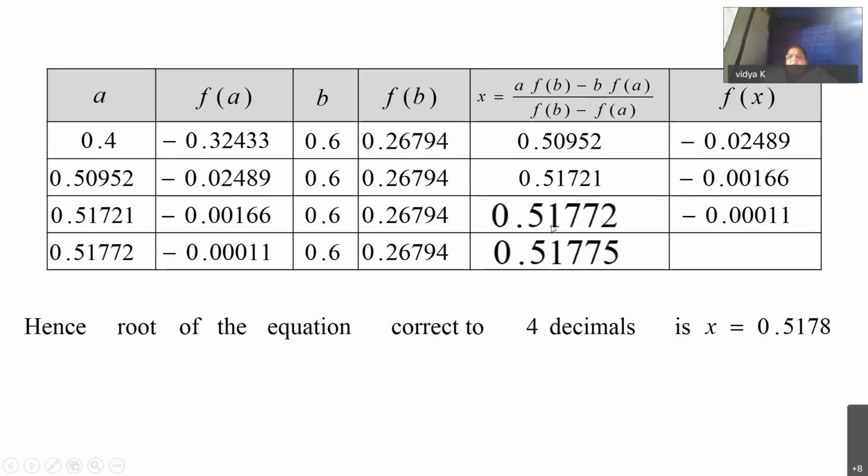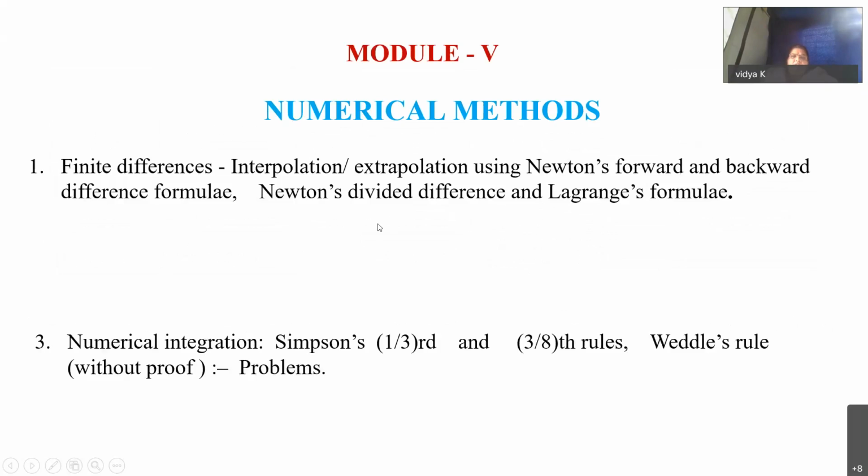Sometimes they may ask up to 3 decimal places, then you may stop at this stage itself, because 0.517 here also 0.517, you can stop in the third iteration. If it is 4 decimal places, this is not the same as here up to 4 decimal places, so I need to go for the next iteration and then I stop. So depending on how they ask. So this is about the regula falsi method.